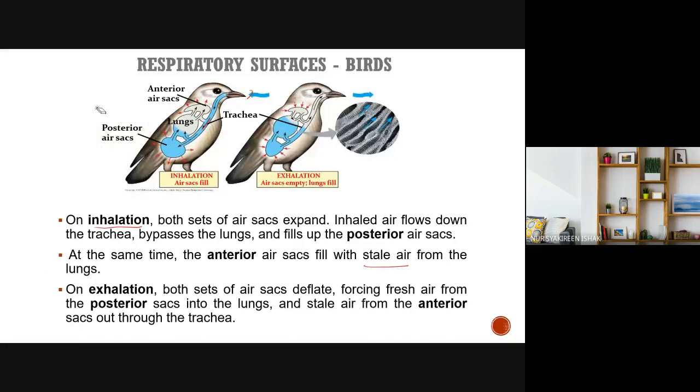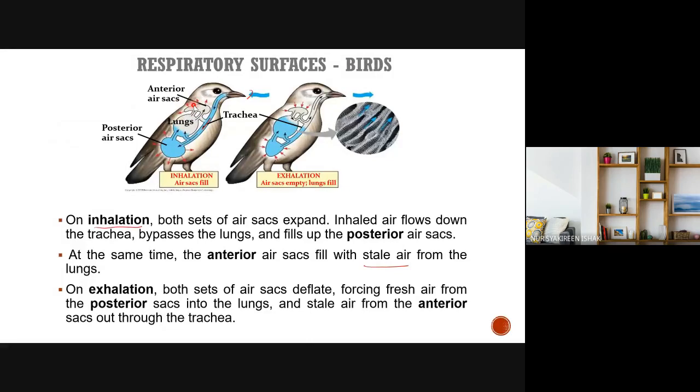Okay, so ingat, during inhalation, both anterior and posterior air sacs expand. Tolong highlight kat sini. Inhalation, anterior and posterior air sacs expand. When they expand, the posterior is filled with fresh air. The anterior is filled with the used air from the lungs, the stale air from the lung.